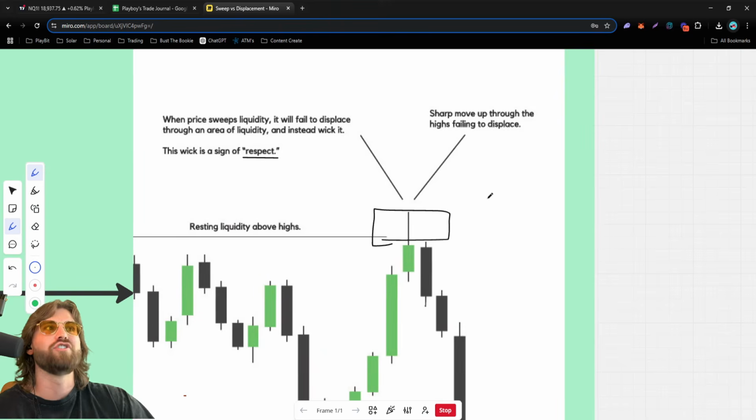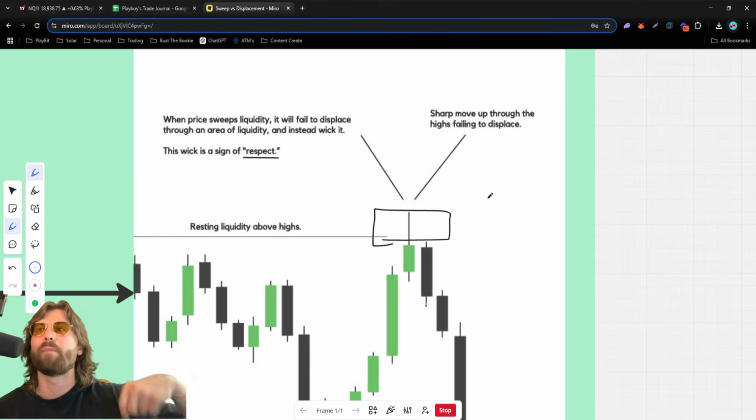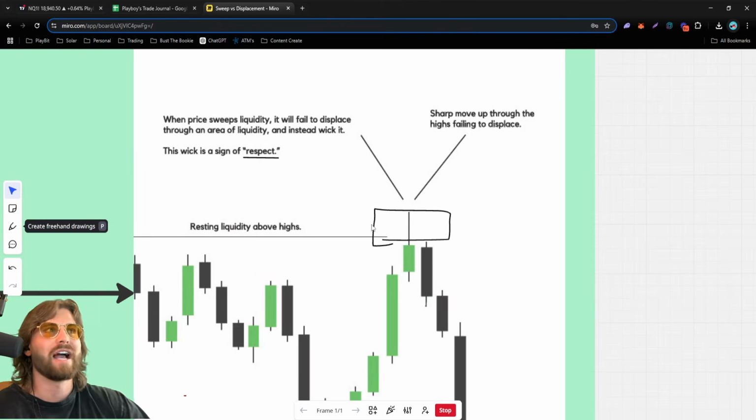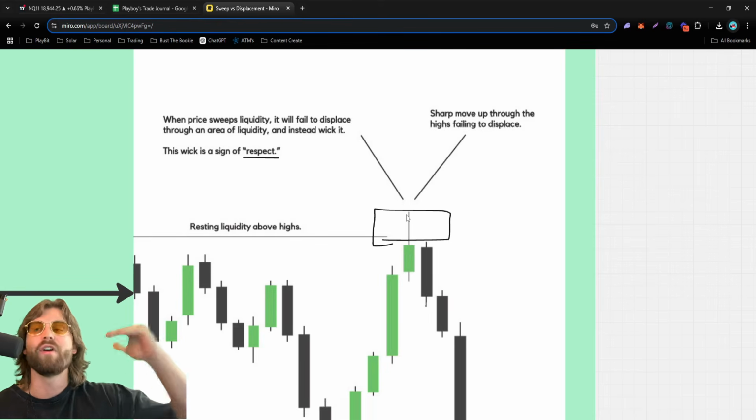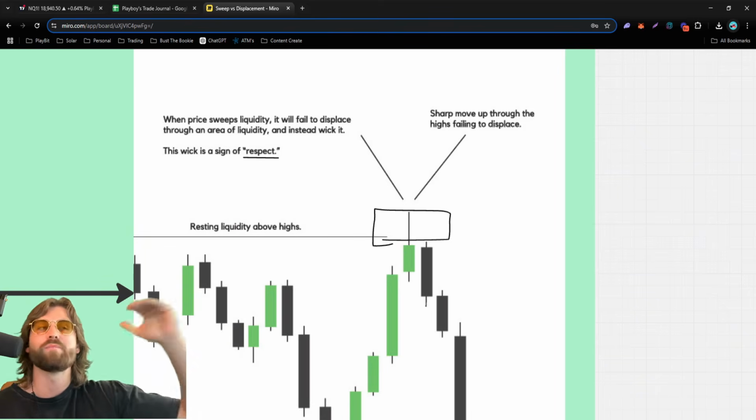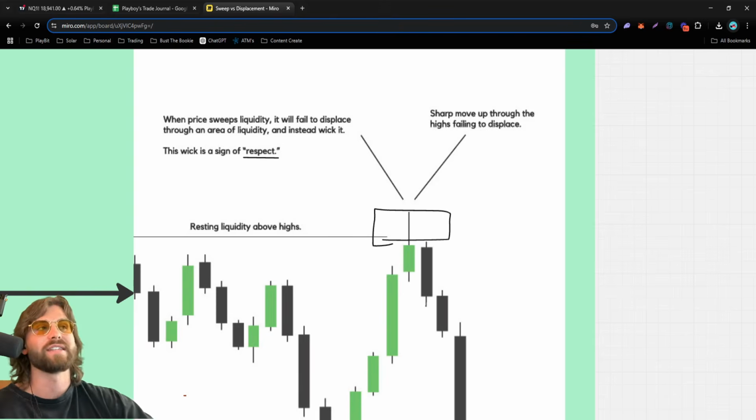You typically do not want to see price close a body above it, right? So if we have this body up here instead, where the body closes up here, that's a sign that there's probably going to be a move higher. Not always, but typically yes, and that's a probability you're seeking when learning these ideologies.